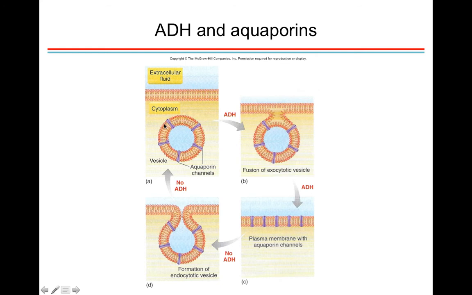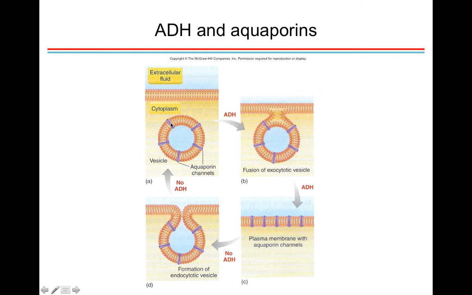The cells lining the collecting duct have vesicles containing the aquaporin proteins that are shown. These are transmembrane proteins shown in purple. They form channels allowing water to exit or enter the cells, depending on which side of the membrane they're on, either the apical or basal side.